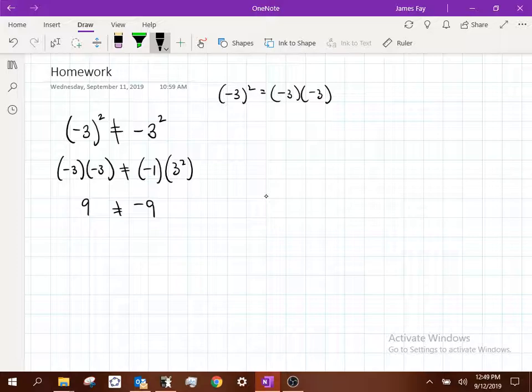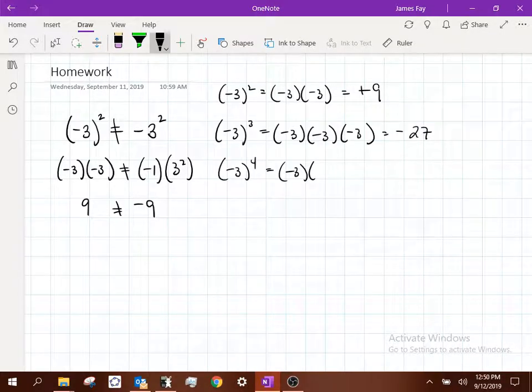But if I go (-3) cubed, that means -3 times -3 times -3. That's an odd number of negatives, right? So that gives me -27. If we go (-3) to the 4th, -3, -3, -3, -3, how many negatives? So we have an even number, so it's positive, and we get 81. Okay? Now, this is what math is, and a lot of our rules in algebra are for.